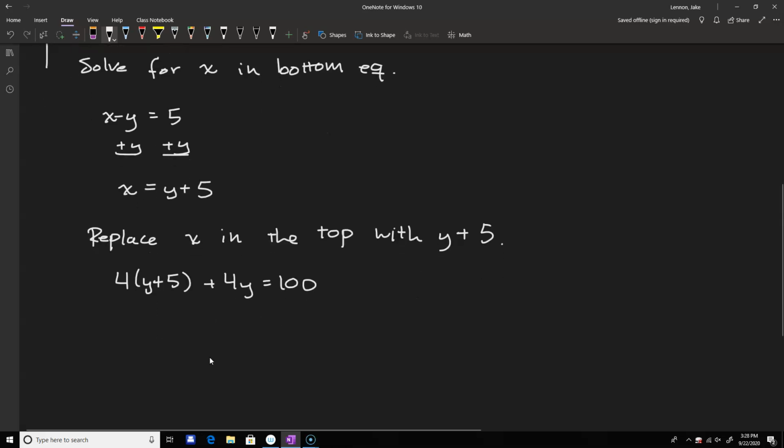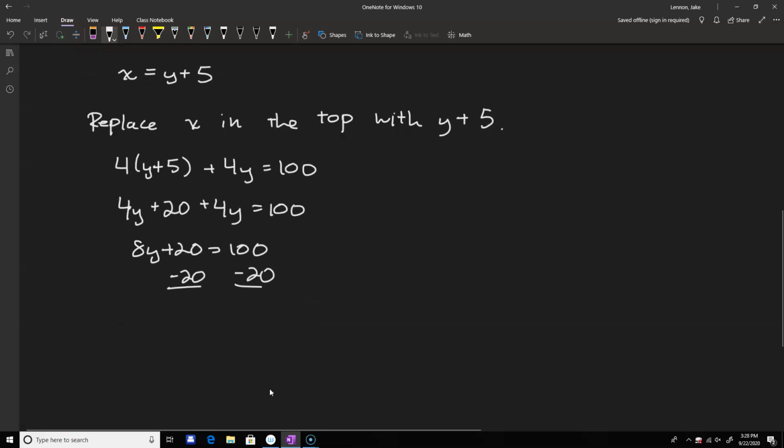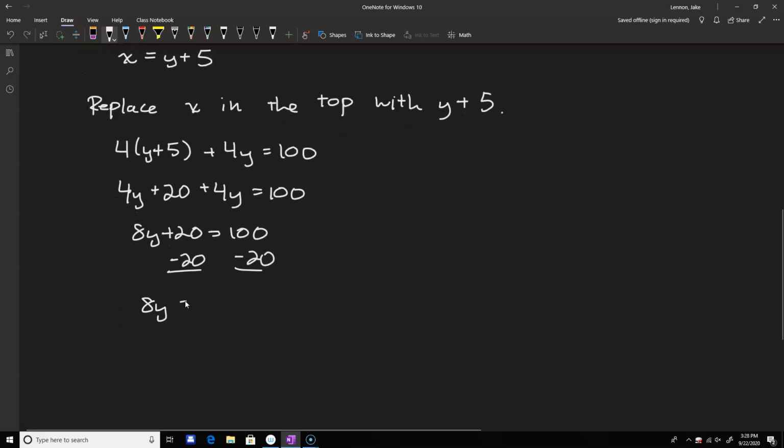And then we just solve the equation for y. So we distribute, we get 4y plus 20 plus 4y equals 100. So now we have 8y plus 20 equals 100. We subtract 20 on both sides, and so we have 8y equals 80, which means y is going to be equal to 10.